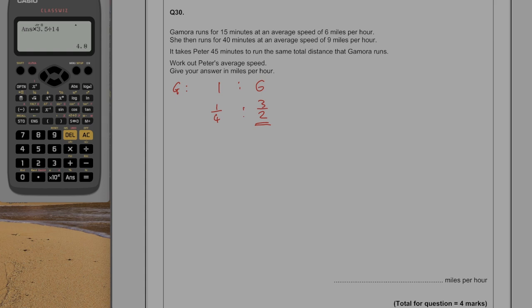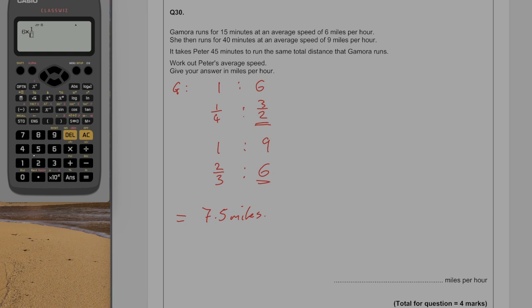If we then look at in 1 hour, she would run 9 miles. So we want to do 40 minutes, which is 2/3 of an hour. So if we divide that by 3 and then times it by 2, that would be 6. So that gives us our total distance. That would be 6 plus 1.5, so that would be 7.5 miles. We could do that as a sum. We could have said that 6 times by a quarter, just a nice check, plus 9 times by 2/3 gives us 7.5.